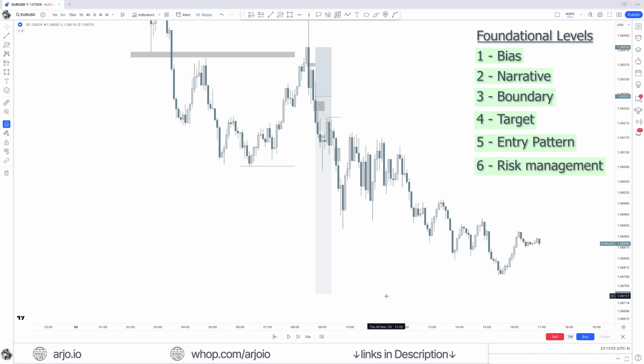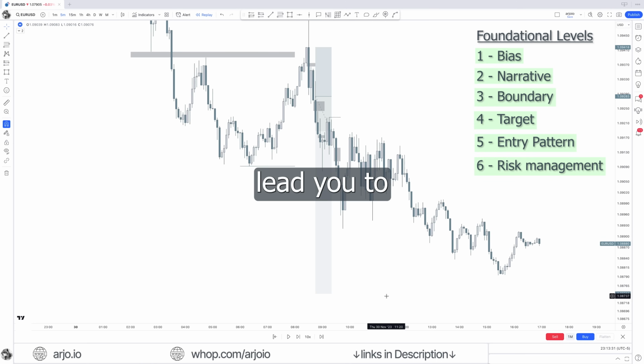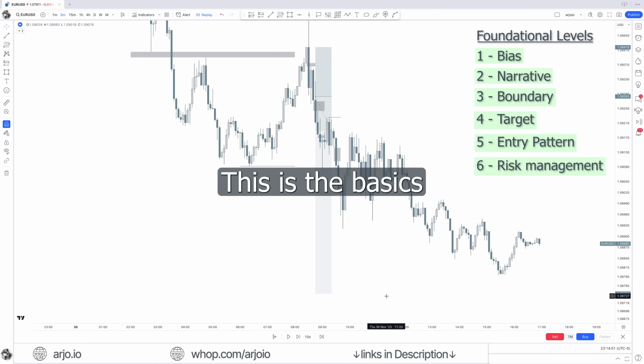But I will always tell you when and where and how to use that concept, where to apply it. Why do we use it? If I stop doing that, just know I'm likely a fraud, and I likely have no idea what I'm doing anymore. These foundational levels lead you to a trade idea. This is the basics of how we do everything.